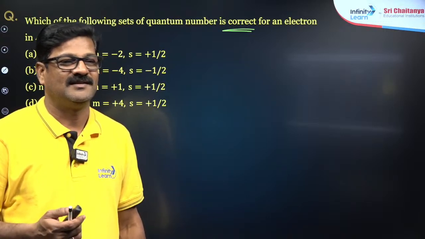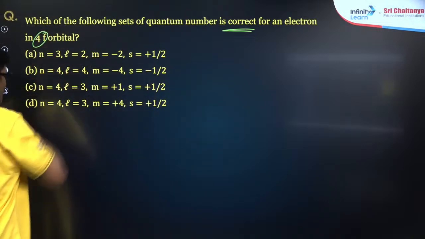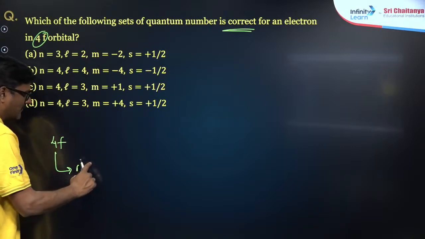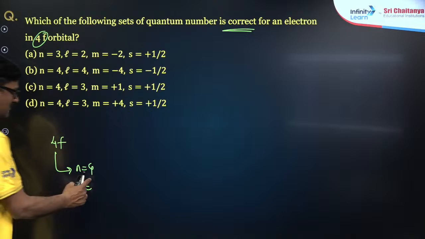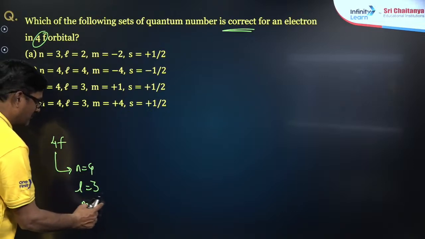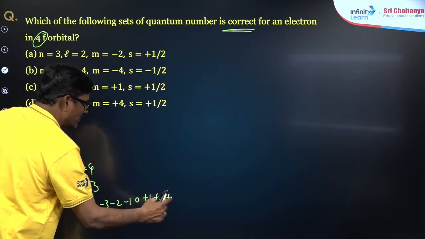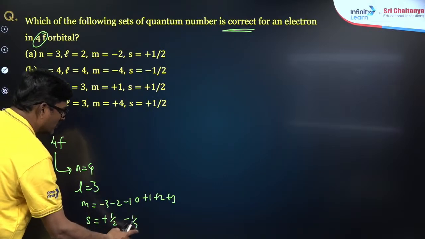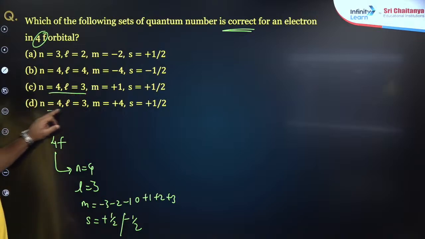Radhe Radhe. Okay, for the 4f orbital, n is equal to 4, l is equal to 3, and m can be -3, -2, -1, 0, +1, +2, +3. The spin could be either +1/2 or -1/2. Okay. So you see the combination 4, 3, 4 and 3, 4 and 3.